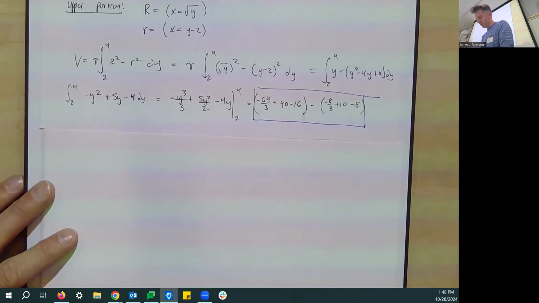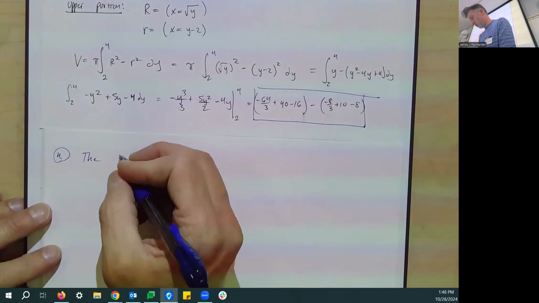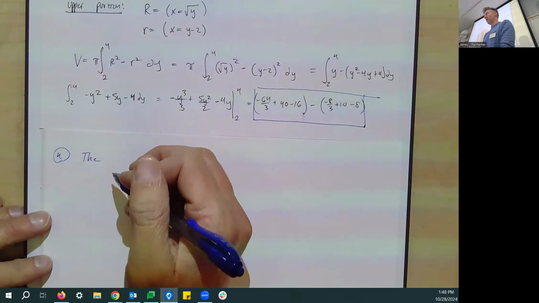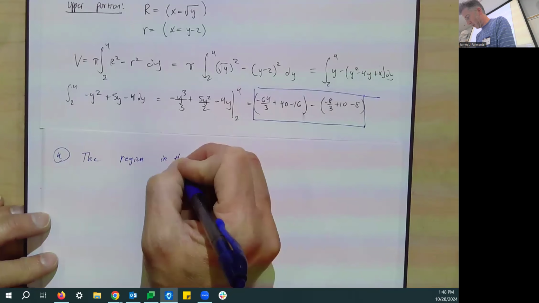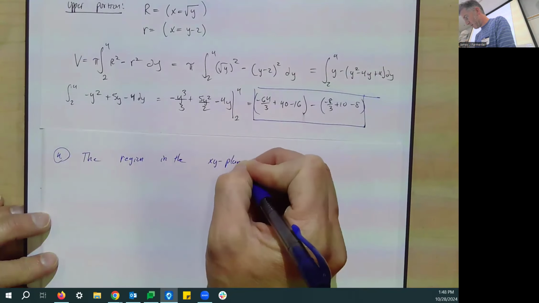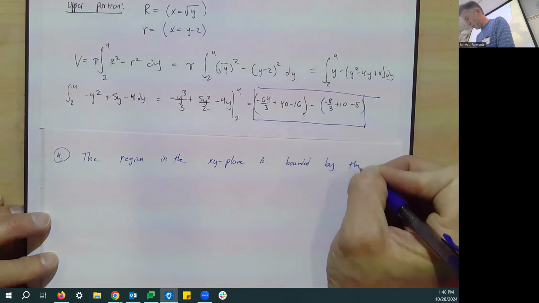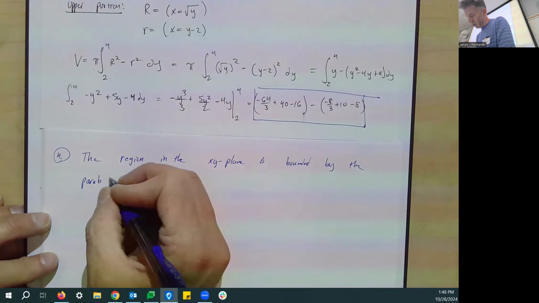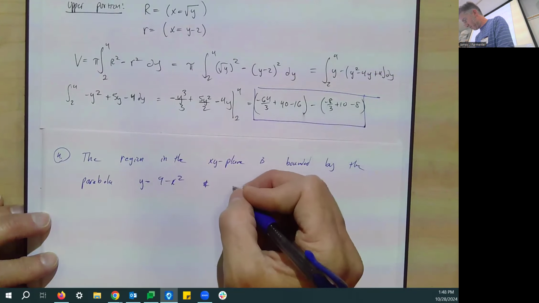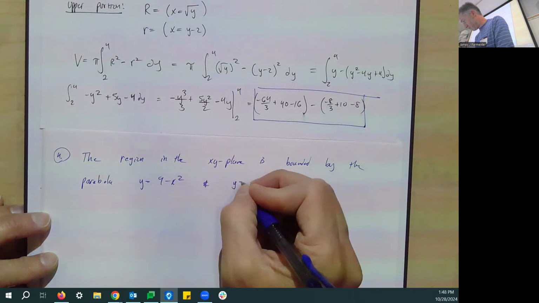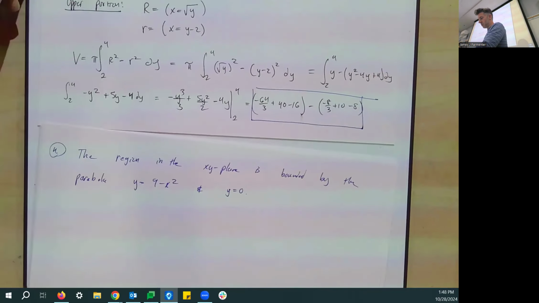So let's say, I hate the phrasing here. I'm just going to say it the way I want to say it. So the region in the XY plane is bounded by the parabola y equal to 9 minus x squared and the line y equal to 0. Let's make life easy. And then we'll do it that way.